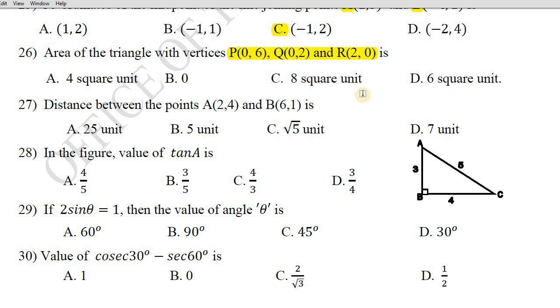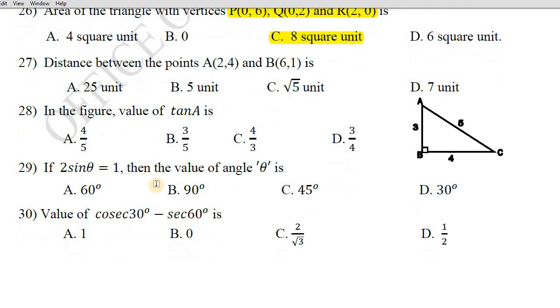So first you have to remember the area of the triangle finding formula, children. So that is area of triangle equals half into x1 (y2 minus y3) plus x2 (y3 minus y1) plus x3 (y1 minus y2). Take that formula and substitute all these values and find the value, so that you will get 8 square units. So option C is correct too.